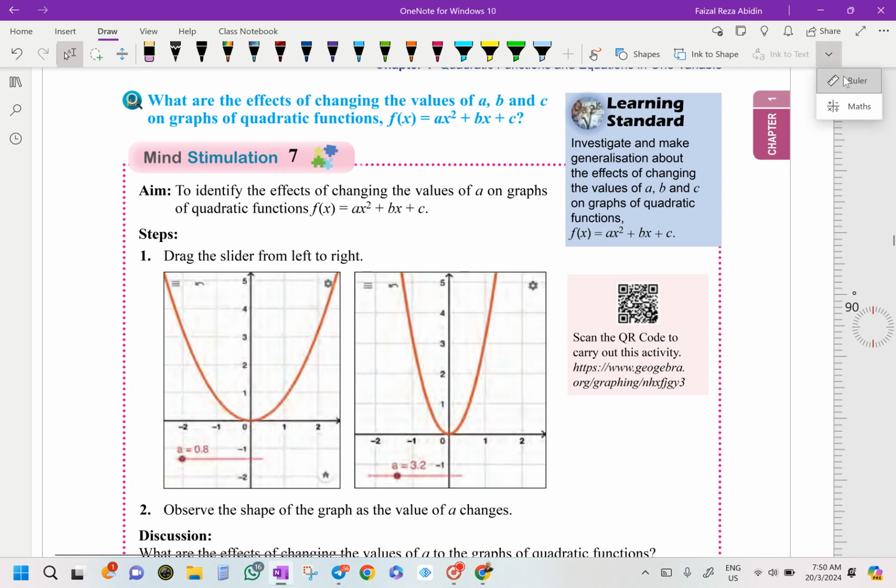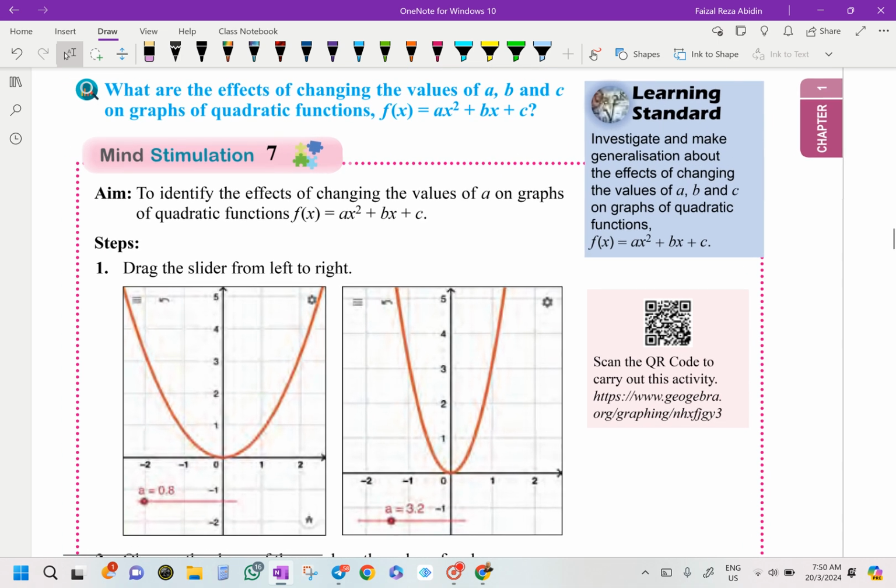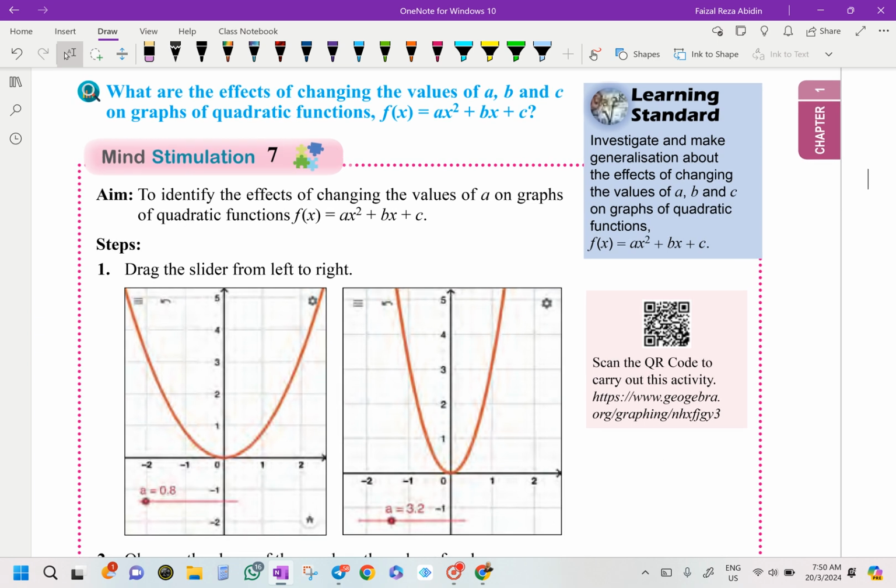Our learning standard. Okay, we are going to investigate. Awak nak buat kajian ni. Okay, investigate bukan kajian apa? Investigate apa? Siasat. Yes. Nak jadi detektif. Okay, investigate and make generalization about the effect of changing.